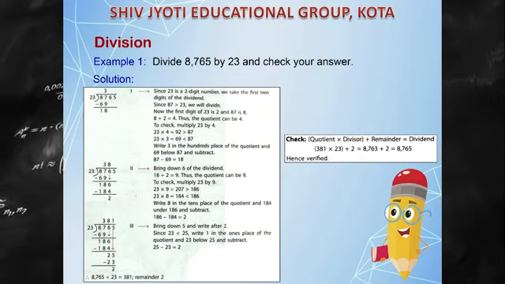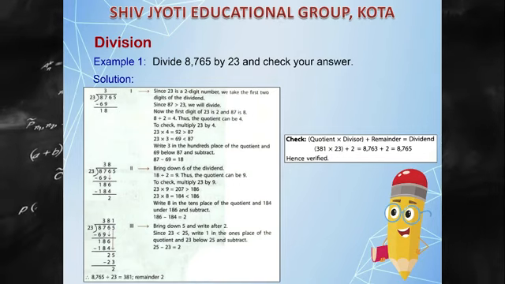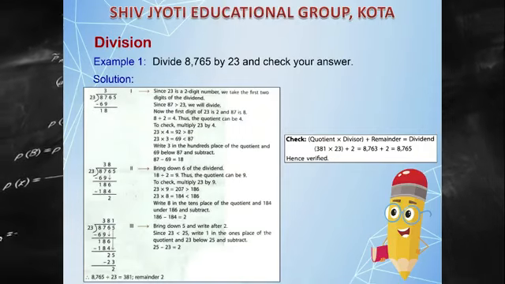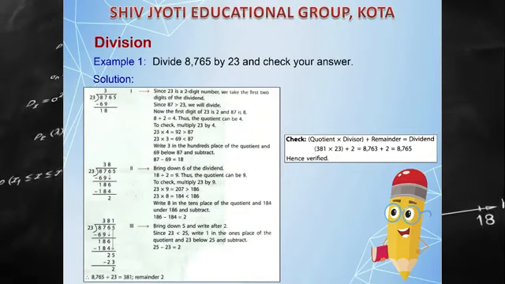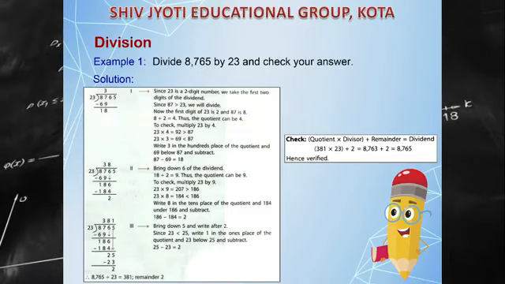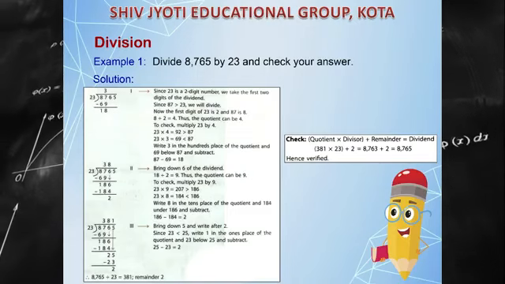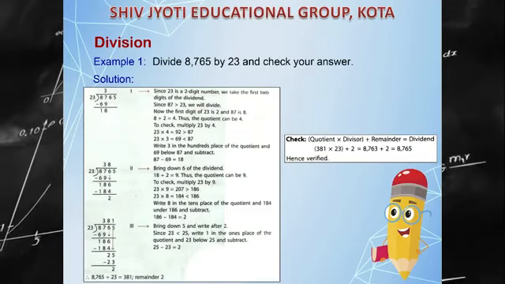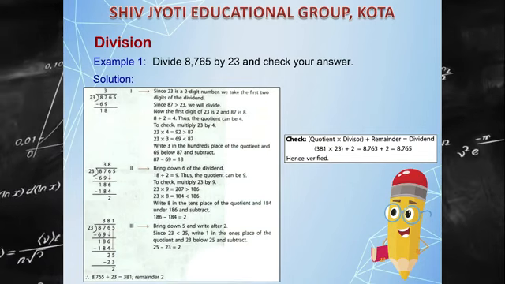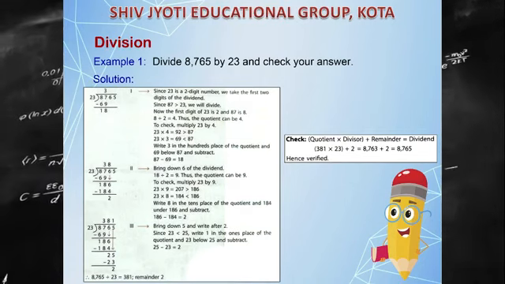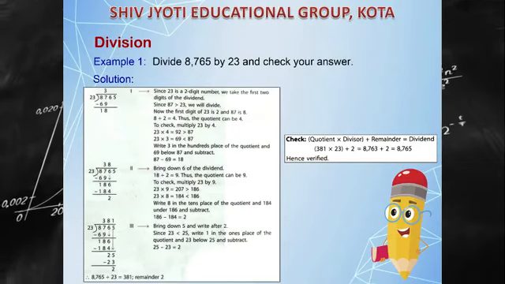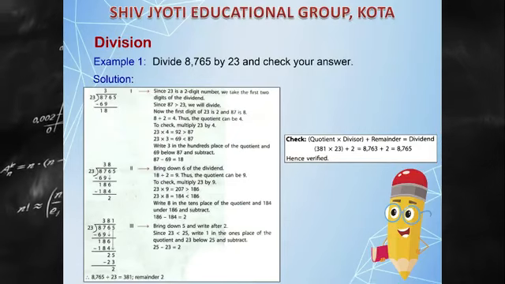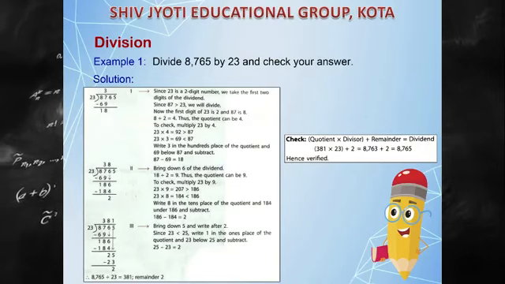To check, multiply 23 by 4. 23 multiplied by 4 equals 92, which is greater than 87. 23 multiplied by 3 equals 69, which is less than 87. Write 3 in the hundreds place of the quotient and 69 below 87 and subtract. So 87 minus 69 equals 18.